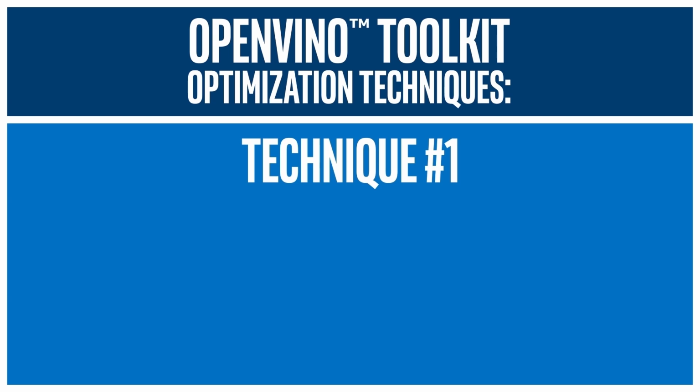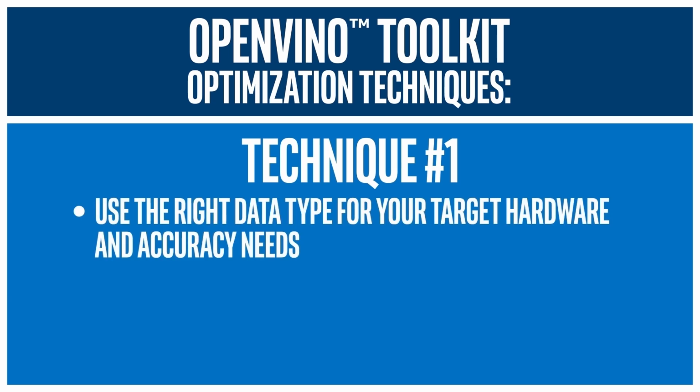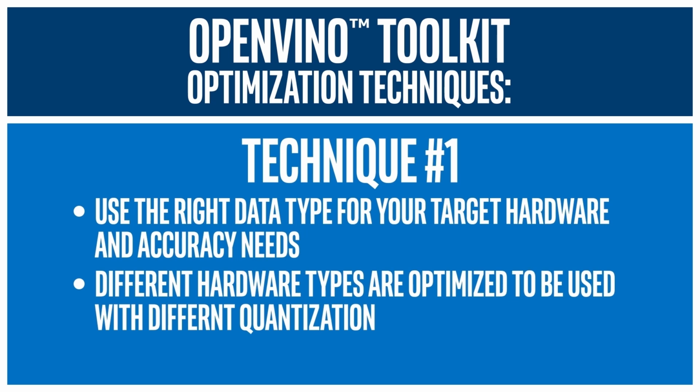The first technique is to use the right data type for your target hardware and accuracy needs. The different hardware types are optimized to be used with different quantization. For example, the integrated GPU supports both FP16 and FP32 quantization. However, you can get better performance for FP16.